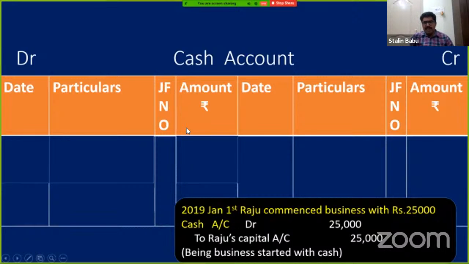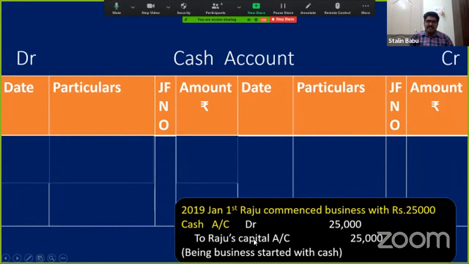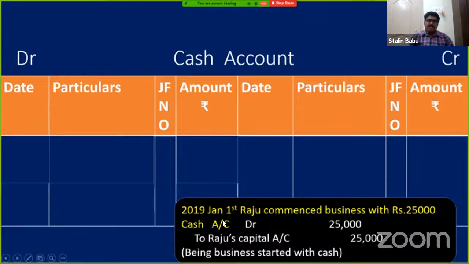So which account are we preparing? The cash account. The cash account is debited in the journal entry, so we have to post on the debit side. We have to check whether the cash account is debited or credited in the journal entry. The cash account is debited here, so we have to post on the debit side. Is it clear?